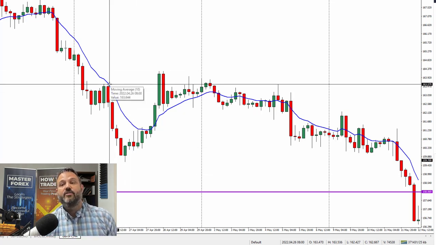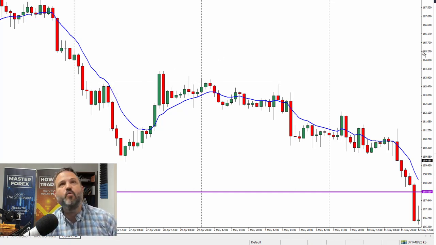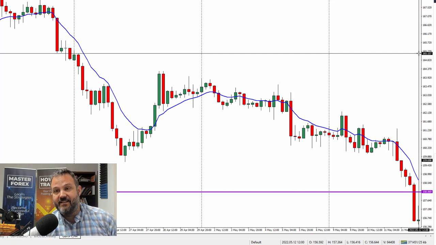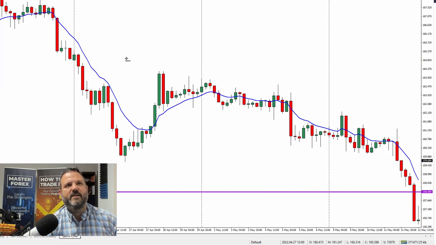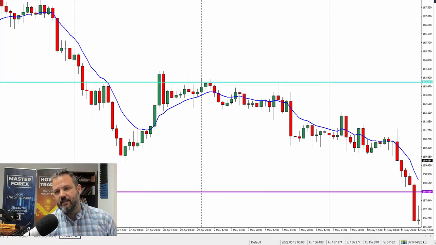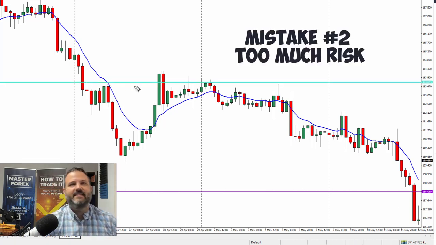So now the next huge, humongous mistake that most traders make, and this one's easy to fix too, is too much risk. They're trying to get rich quick, okay? You want to learn to be consistent before you can learn to make money. So let's go back to this first trade right here. And I don't mean make money, I mean make a lot of money. You've got to be consistent before.